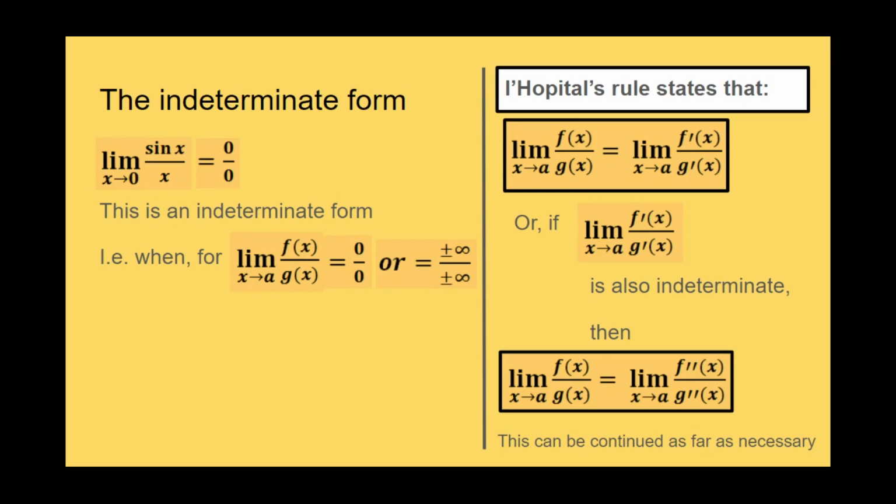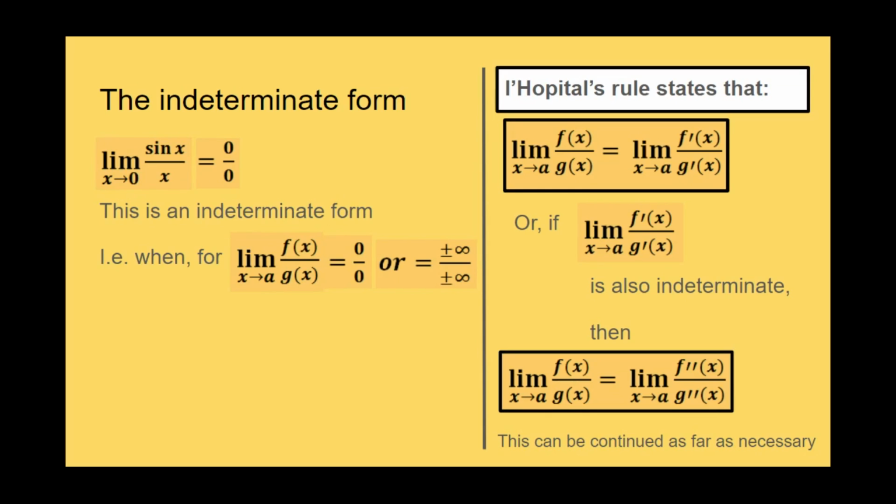A little bit of background on Guillaume de L'Hopital. Apparently, in 1696, he published a book with this rule in, and so it's named after him. Though apparently, it's believed that the person who first came up with it was Johann Bernoulli, a Swiss mathematician.